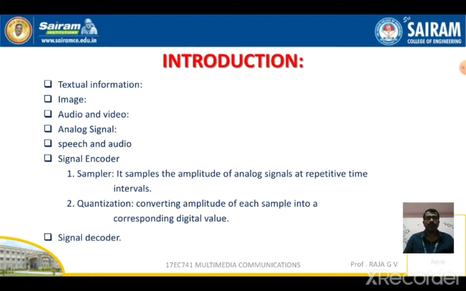For example, devices like microphones and video cameras produce electrical signals whose amplitude varies continuously with time. The amplitude of the signal at any point indicates the magnitude of the sound wave or image intensity at that instant. So the signal whose amplitude varies continuously with time is known as an analog signal.